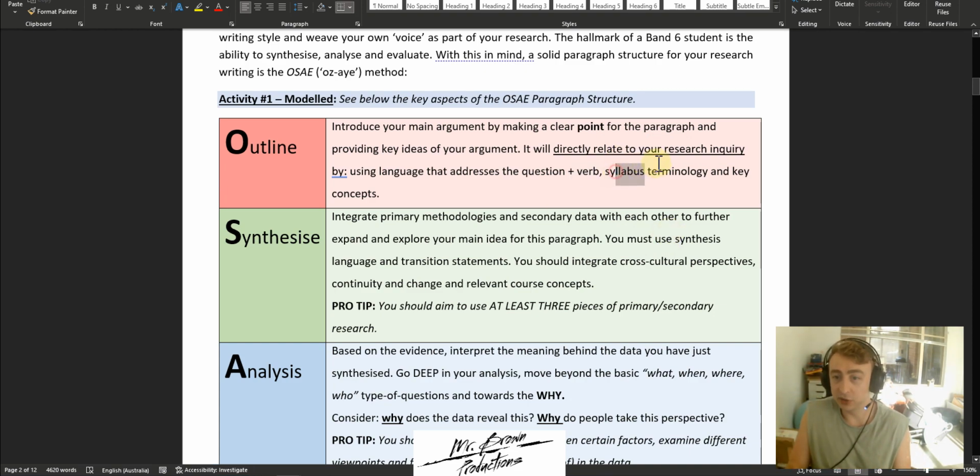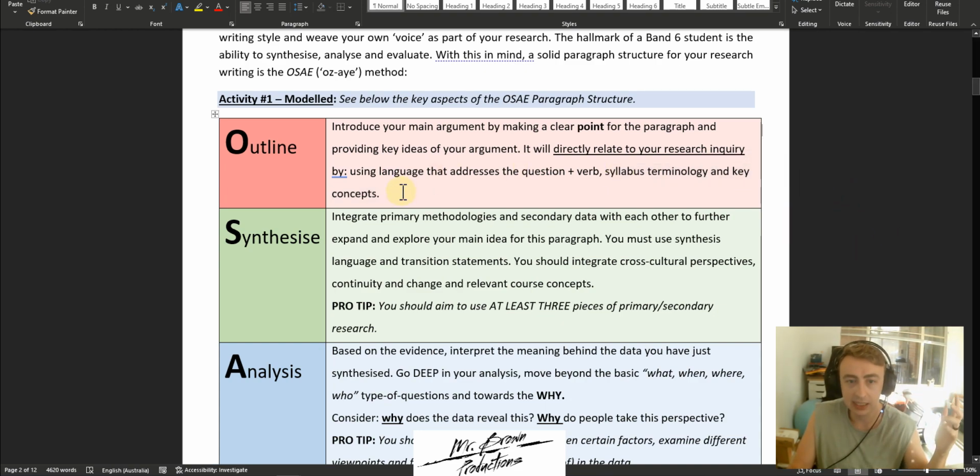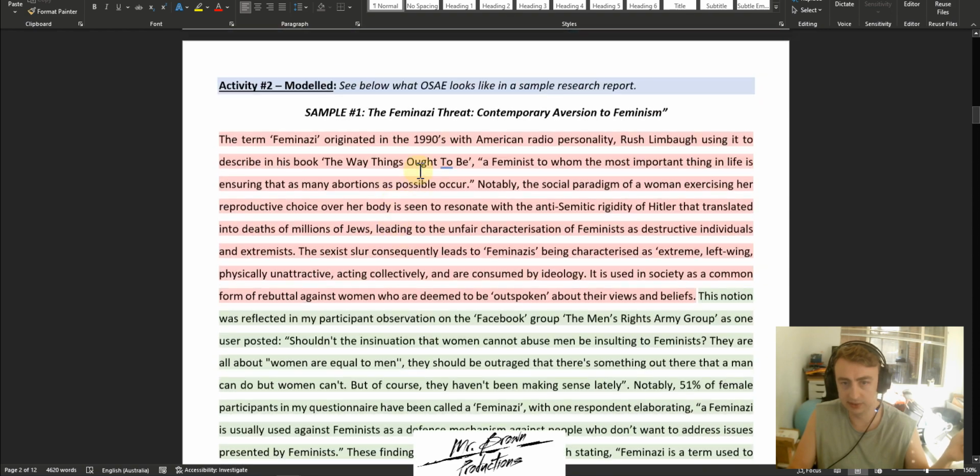The syllabus terminology and key concepts should also appear within this as well, because this being a society and culture paper, we want to make sure that we are constantly weaving and using course concepts and terminology where possible. Okay, so pretty straightforward. You're just outlining, talking about what you're going to talk about. Let's go down to our example here.